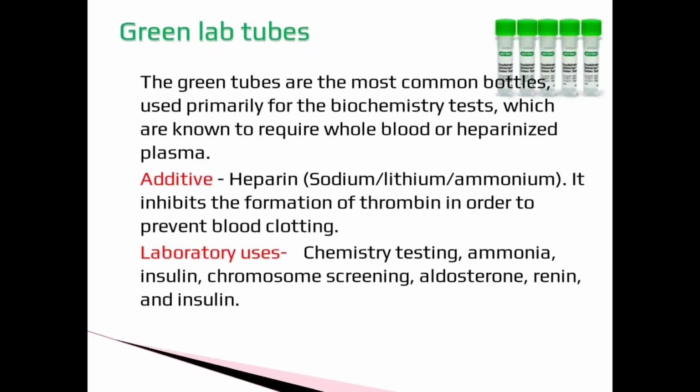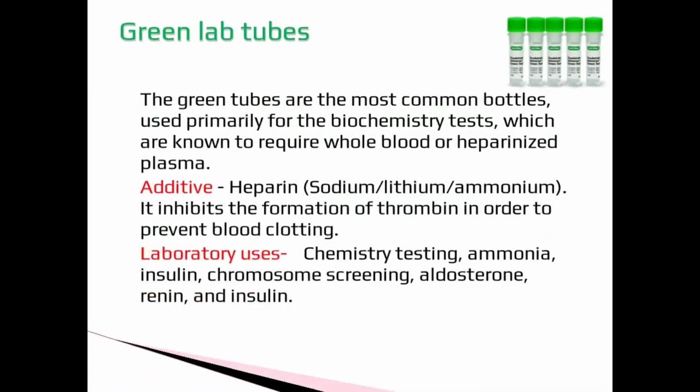The green tubes are the most commonly used bottles. Commonly used additive includes heparin. It inhibits the formation of thrombin in order to prevent blood clotting. Commonly used laboratory tests include chemistry testing, ammonia, insulin, chromosome screening, etc.